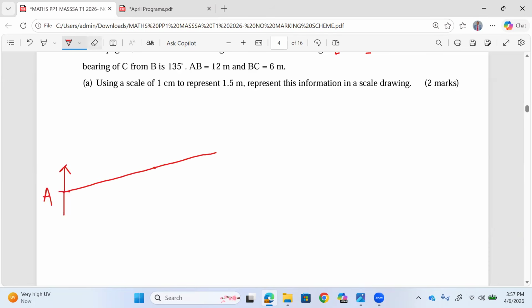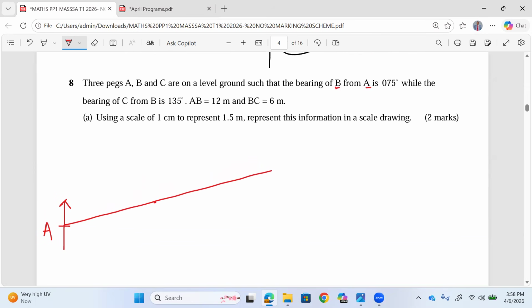Sorry, I think that line is not very straight. Let me make it as straight as possible. Very straight and accurate. Yes, very straight and accurate. Now with this, we get back to the instructions.